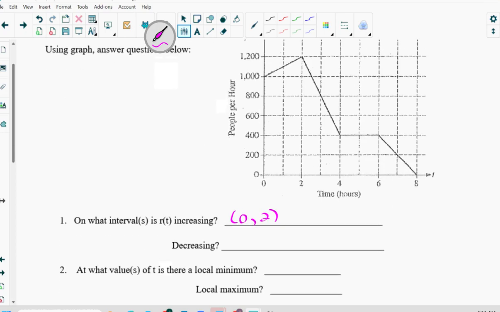All right, decreasing, I believe there are 2 sections that are decreasing. 2 to 4 and 6 to 8. Anybody know what it's called in this little section from 4 to 6? Constant, yes. It's not increasing or decreasing, it is constant. Okay.